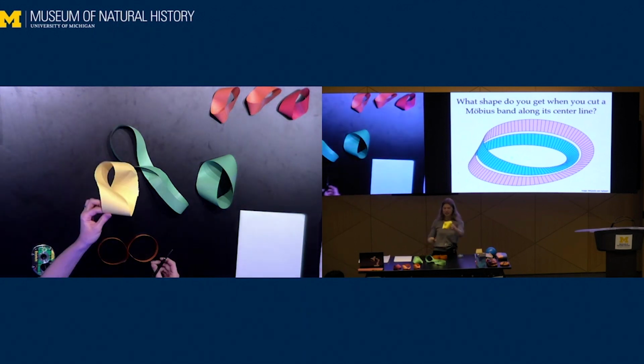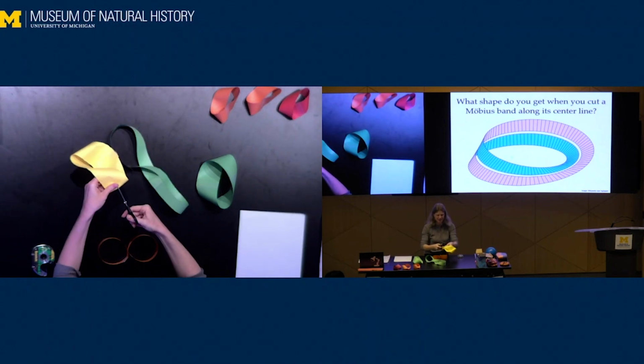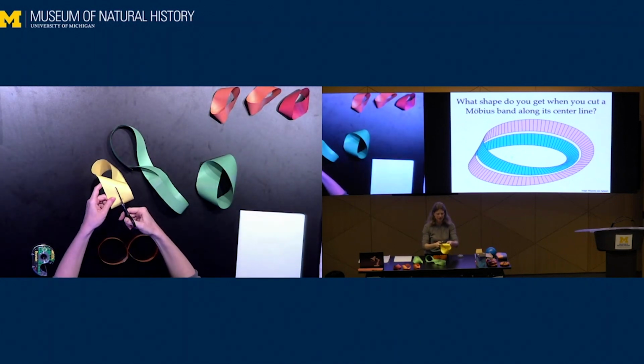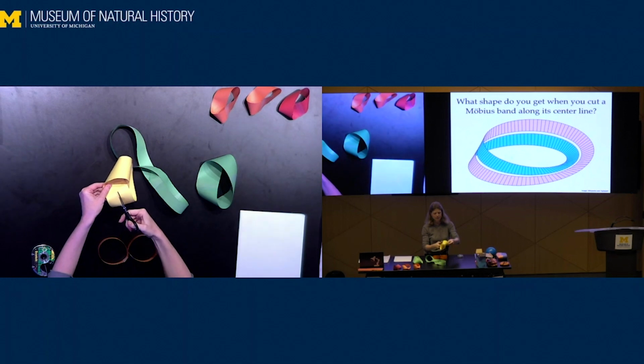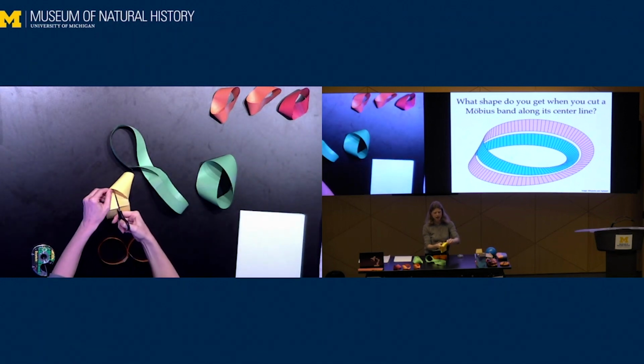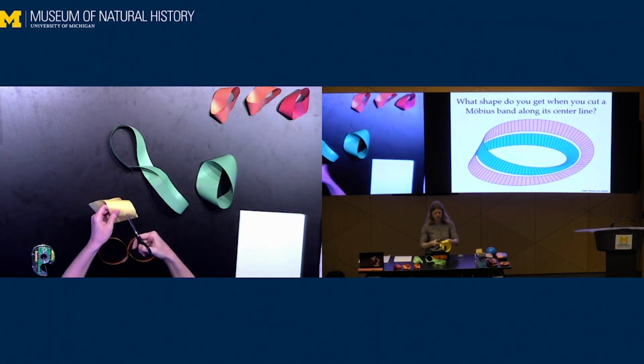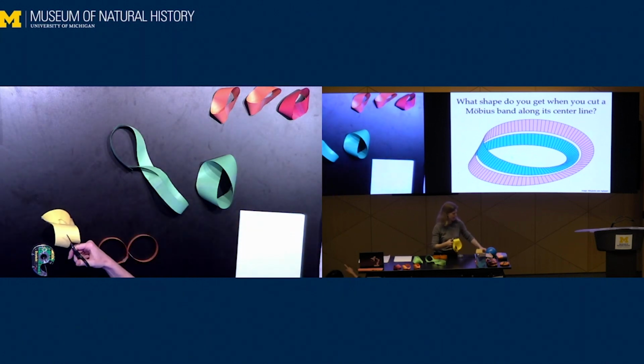All right, so let's try it. Let's give it a shot. I'm going to take my 2-twist sheet of paper, and I'm going to cut it right along the center line. Oh, and I didn't advance the slides here.